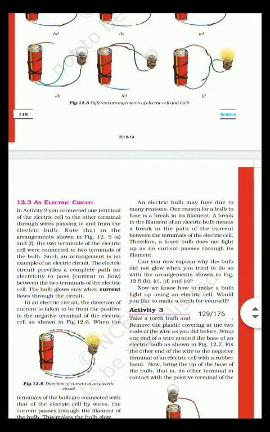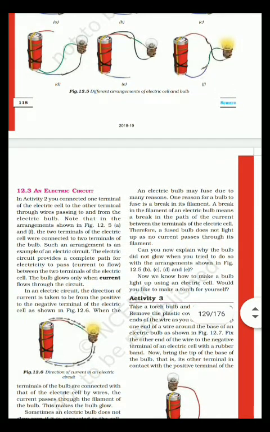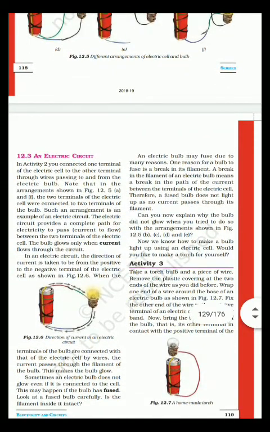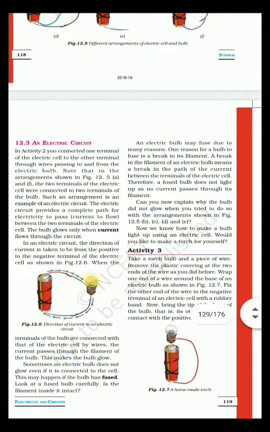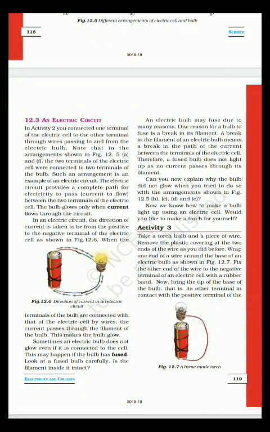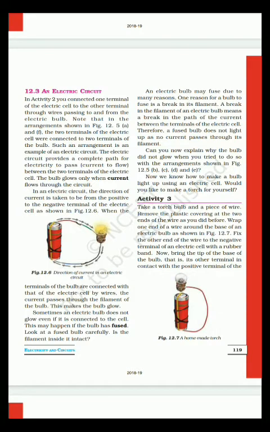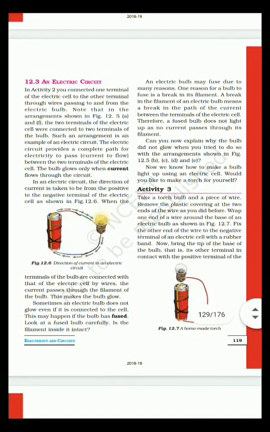Electric current. The electric circuit provides a complete path for electricity to pass, that is, current to flow, between the two terminals of the electric cell. The bulb glows only when the current flows through the circuit. In an electric circuit, the direction of the current is taken to be from the positive to the negative terminal of the electric cell, as shown in figure 12.6. When the terminals of the bulb are connected with those of the electric cell by wires, the current passes through the filament of the bulb. This makes the bulb glow.